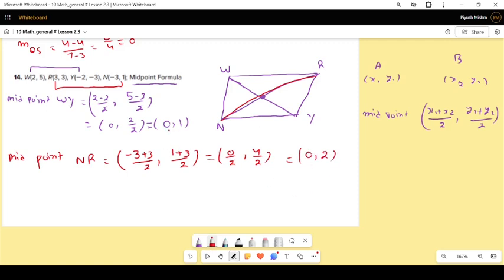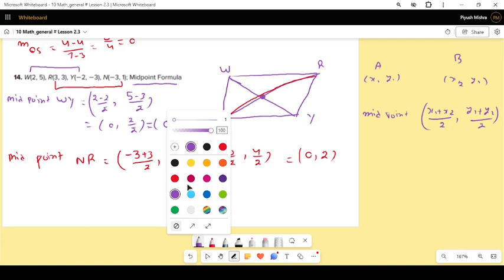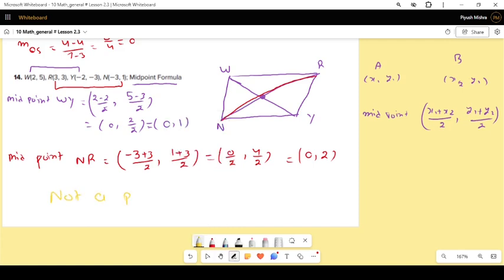Now you can see the blue one is different and the red one is different, meaning the midpoints are different because they don't have the same midpoint. It means it is not a parallelogram. So you will be writing here, not a parallelogram.